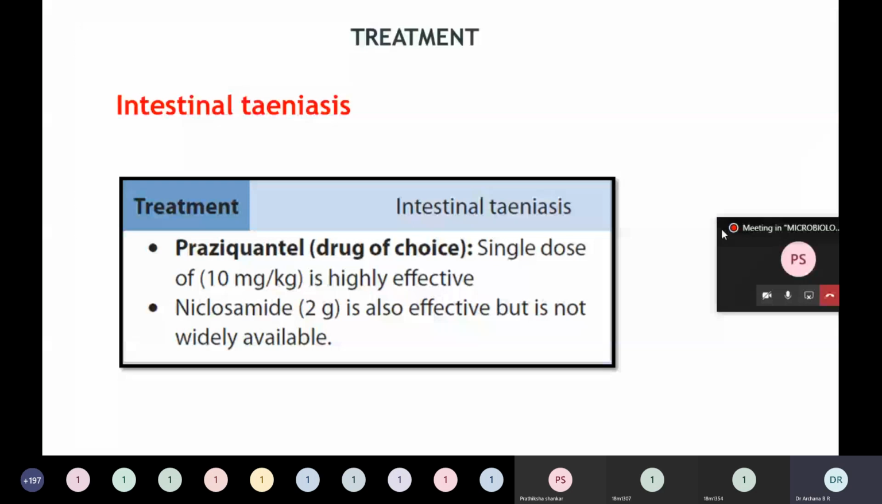Coming to the treatment, intestinal taeniasis is treated by praziquantel, which is the drug of choice. A single dose of 10 mg per kg is highly effective. Niclosamide 2 gram is also effective but is not widely available.